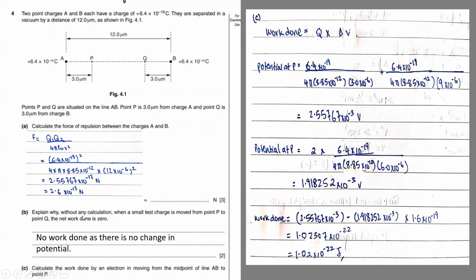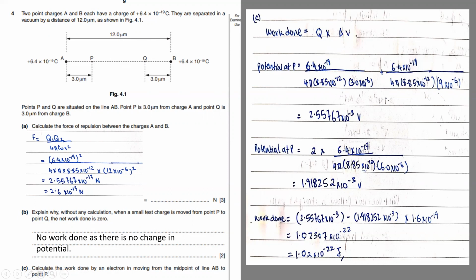Explain why, without any calculation, when a small test charge is moved from point P to point Q, the net work done is 0. We know that point P and point Q are equipotential. How do you know that? Since A and B have the same charge, and points P and Q are at equivalent distances from A and B. P is 3 micrometers from A and 9 micrometers from B. In this case, Q is 9 micrometers from A and 3 micrometers from B. So the positions are equipotential, and there's no work done as there's no change in potential, because work done is charge times change in potential. Hence no work is done.